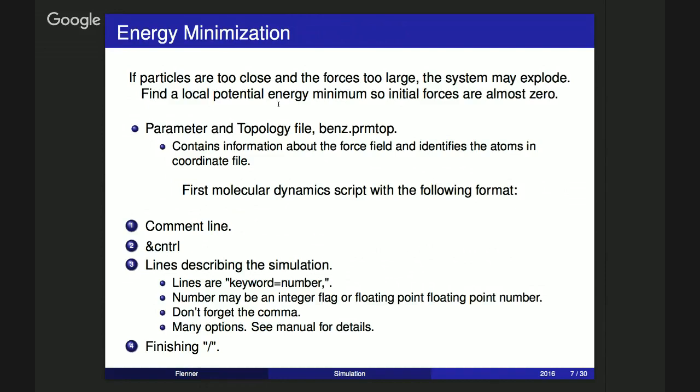Or it's a floating point number, which can be a parameter in the simulation. Like the time step. You numerically integrate equations of motion. There's a time step in this numerical integration. And there are other numbers. Then there's a comma. Don't forget a comma.